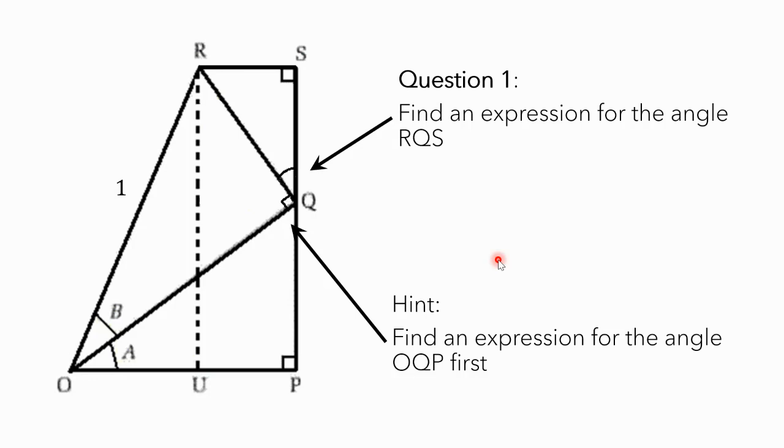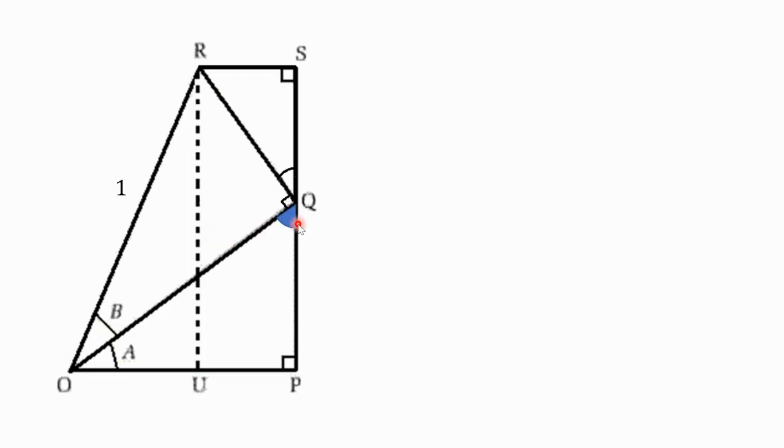Okay, let's go through it. As I said in my hint, it would be easier to find this angle here first. We've got simply a right-angled triangle. We know the angles in a triangle add up to 180, so it's simply going to be 180, take away 90 for the right angle, and take away A, which simplifies to 90 minus A. So that's that angle there.